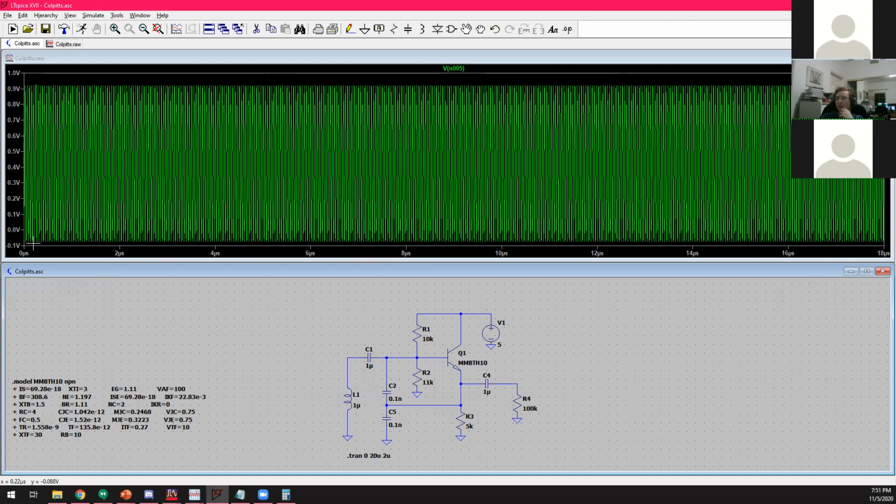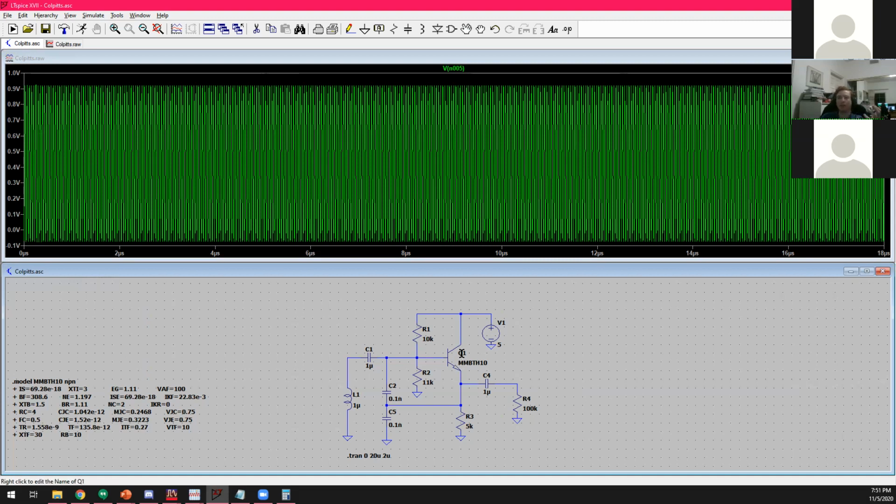All right, now we're going from roughly, let's say, minus 0.1 to a little over 0.9. So let's say roughly 1 volt peak to peak, so 500 millivolts amplitude. So by increasing the bias current of the transistor, we've increased the amplitude of oscillation. And so that's just something to keep in mind.